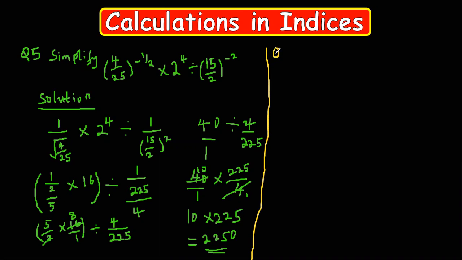So question 6. We are going to simplify 1 over 3 raised to the power of 5n, times 9 raised to the power of n minus 1.